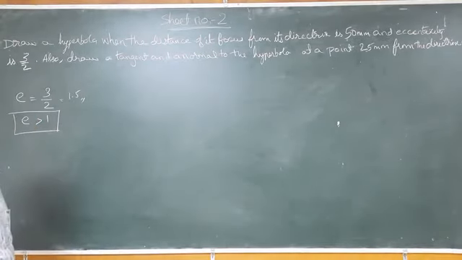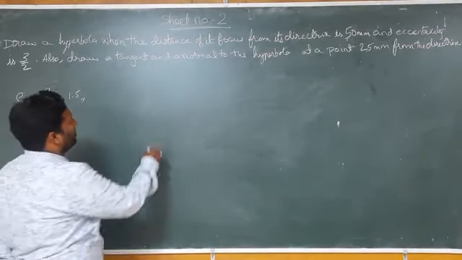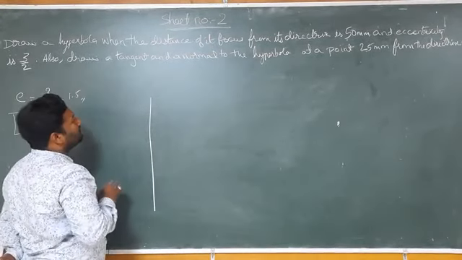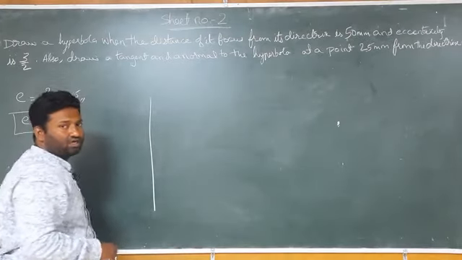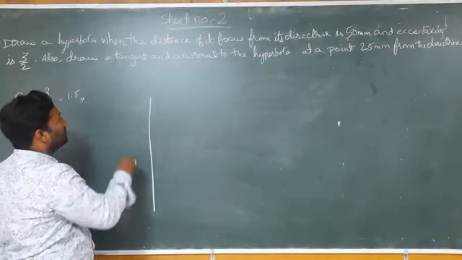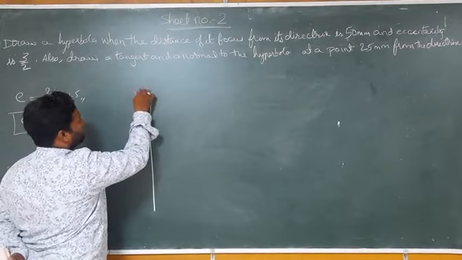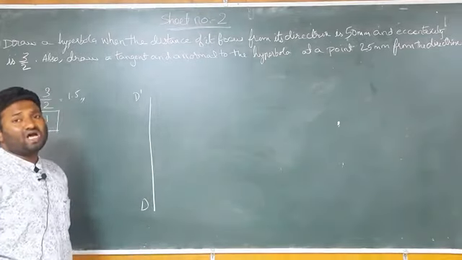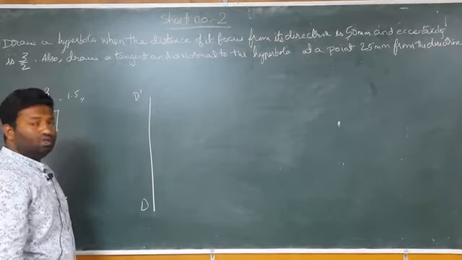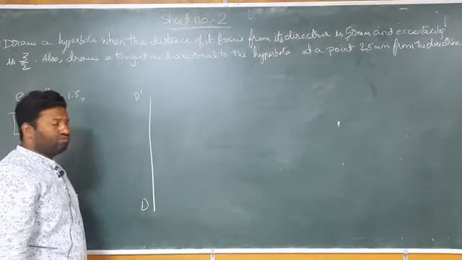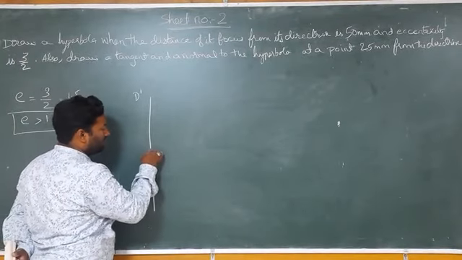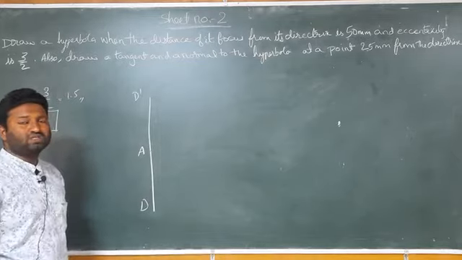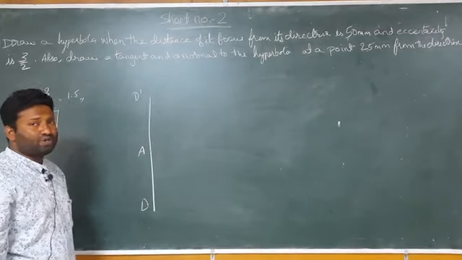Now, to construct a hyperbola, first of all, we have to draw a vertical line. This vertical line is known as the directrix line, and we can label this line as D, D dash. This D represents the directrix line. On this line, we select any one point, and from there we mark the starting point A. From here we have to draw a principal line.